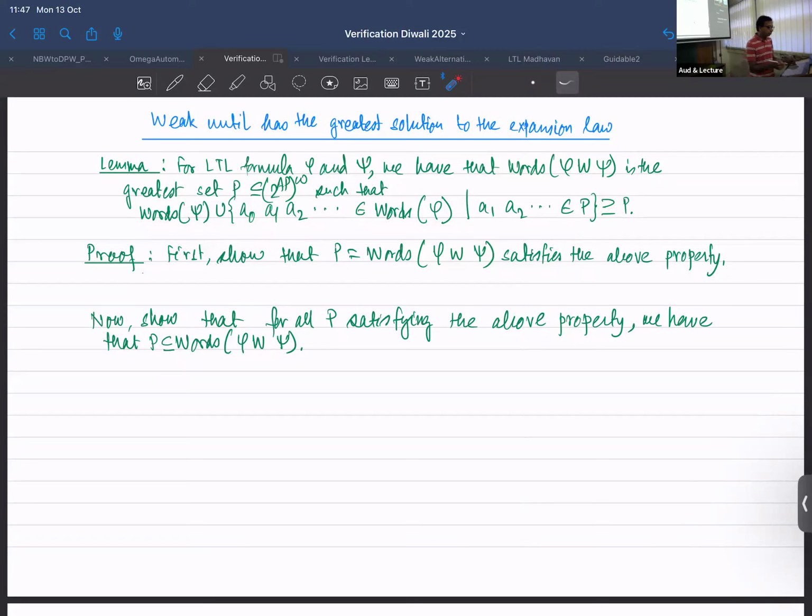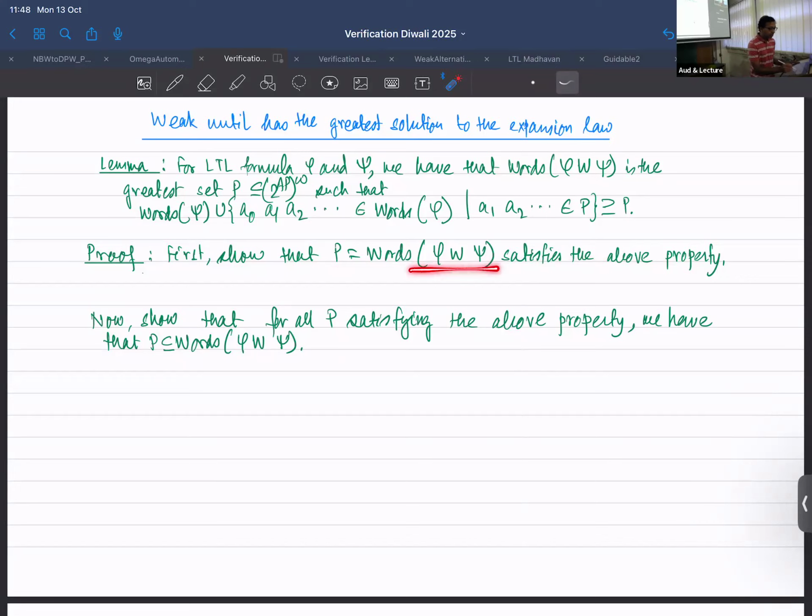Okay, so we say that words(phi weak until psi) is the greatest subset P. That means every P, first of all, satisfies this property, and every P which satisfies such a property should be a subset of words(phi weak until psi). So first we show that this indeed satisfies this property, right?